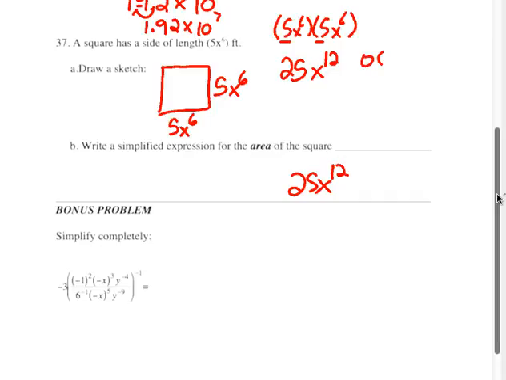Or, remember a square, if you know the side length, you can just square it. Okay, so you end up getting the same thing though. 5 squared is 25. X to the 6 squared, power of a power, you multiply the exponents, so x to the 12. So in that one, the cool thing is it doesn't matter which way you end up solving it, okay? It's going to work either way.